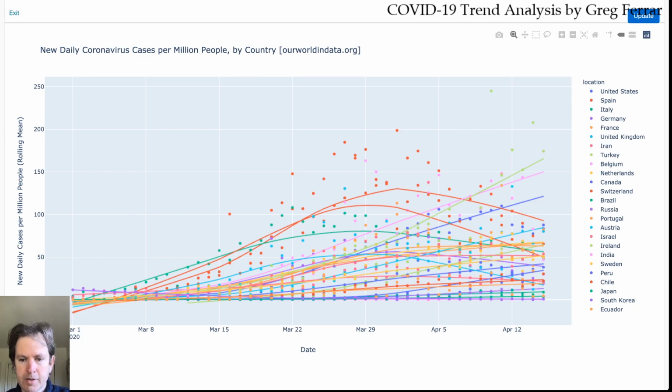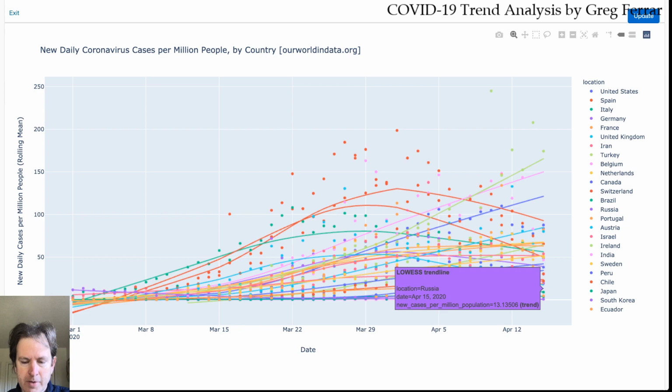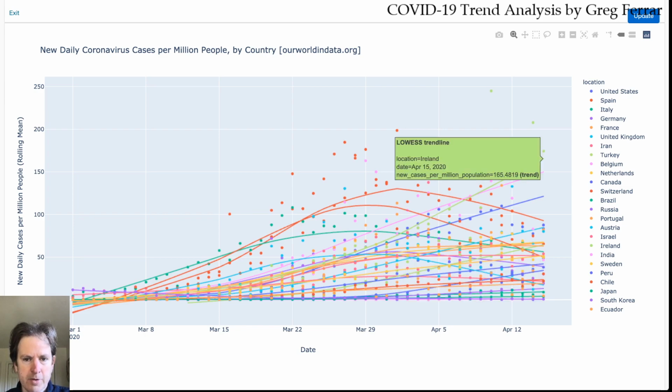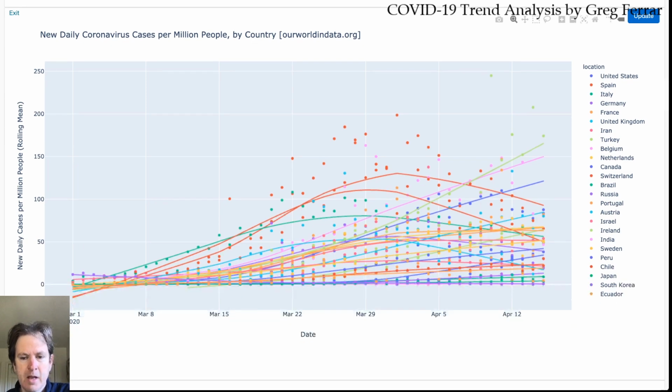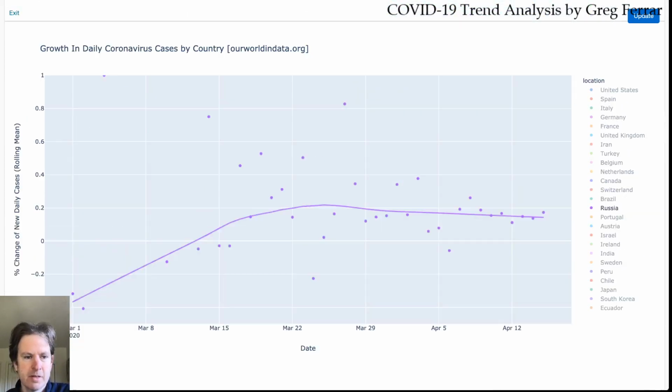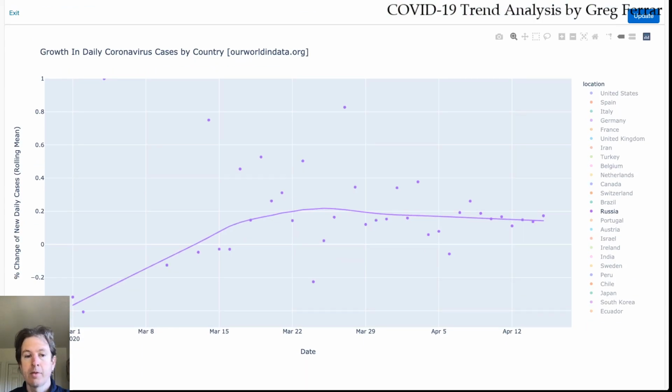Per capita, Russia is still quite low. Actually, it's down here, 13 out of a million in new daily cases, versus Ireland, for instance, the worst, which has 165, more than 10 times as much. So Russia has started rather low, which gives you a sense of how long you really can go with 20%, 20%, 20%.